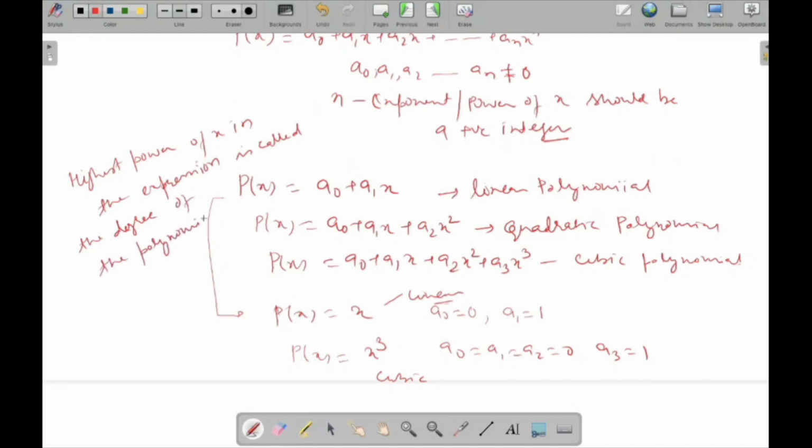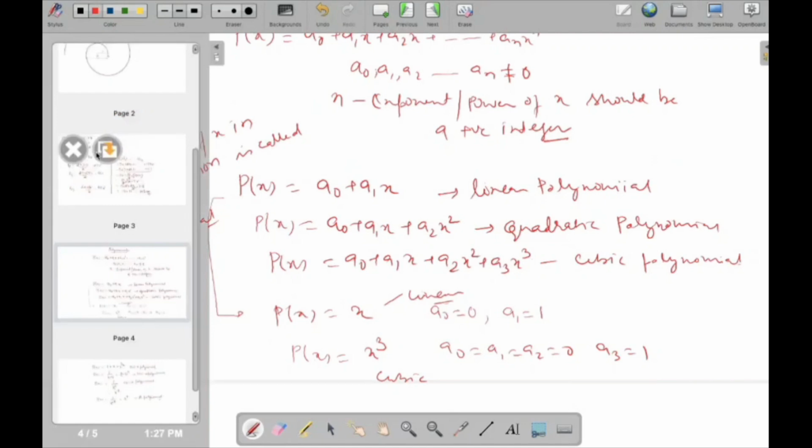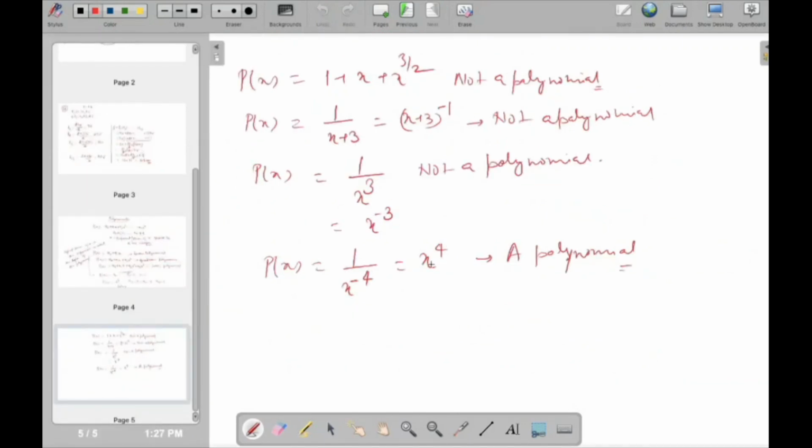If someone asks you what is the degree of the polynomial here, this is the first degree polynomial. The degree is 1 here. This is the second degree polynomial. The highest power is 2. This is the third degree polynomial, and the one which I just showed you is a fourth degree polynomial, because the highest power of x is 4 over here. Okay.